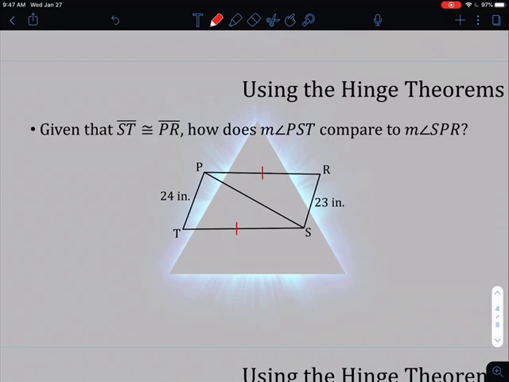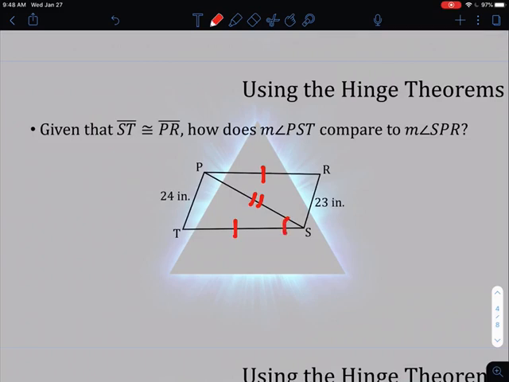So if I use this hinge theorem, if I look at an example here, it gives that line ST is congruent to PR. So they're telling us this is congruent to this. That's a fixed side. And then we go to the picture and we notice that there's a shared side in the middle. So that shared side is going to be fixed as well. So we mark that. So now I've got two sides fixed in either triangle.